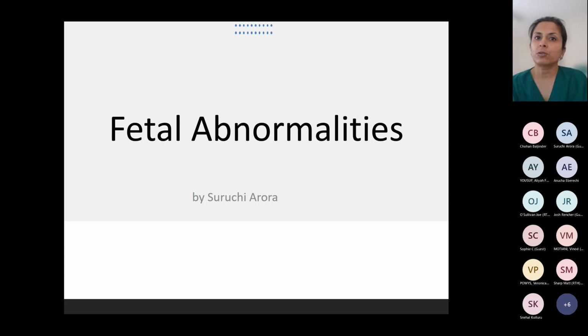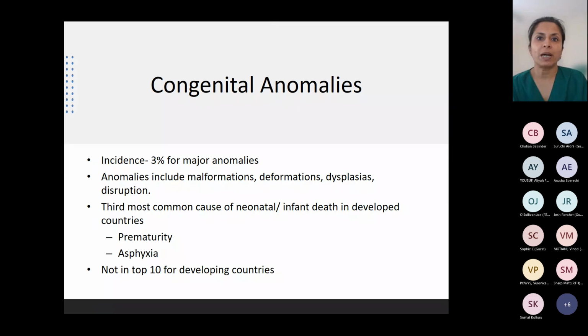So we'll start with talking about fetal abnormalities. The idea of scanning a fetus is that sometimes we know that babies are born with congenital anomalies, and the idea is to be able to recognize these on a scan, which can include a 12-week scan and the 20-week scan. Of course, more recently, there is a lot of third trimester scanning happening as well. The estimated incidence of congenital anomalies is about 3% for all major anomalies.